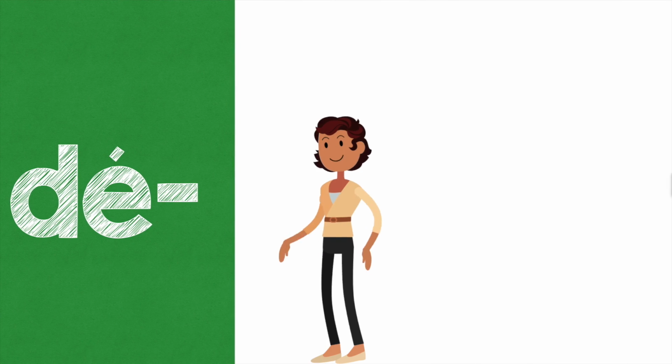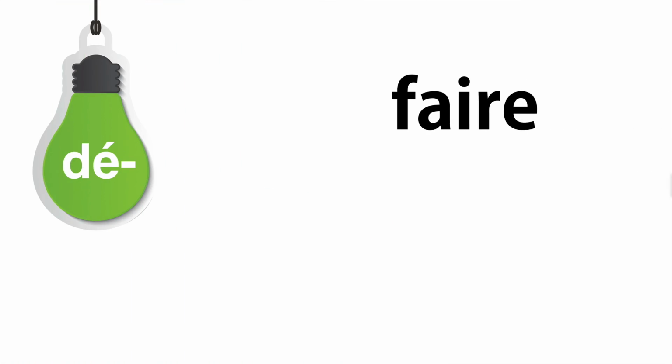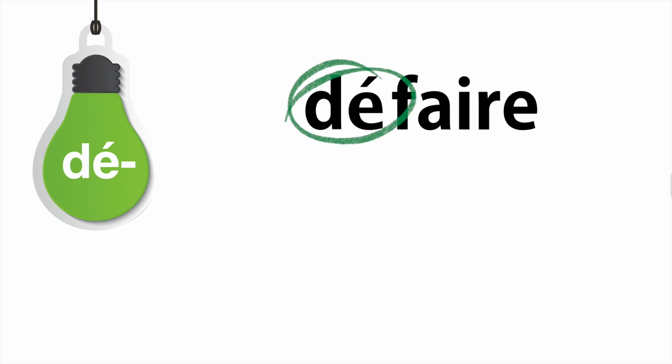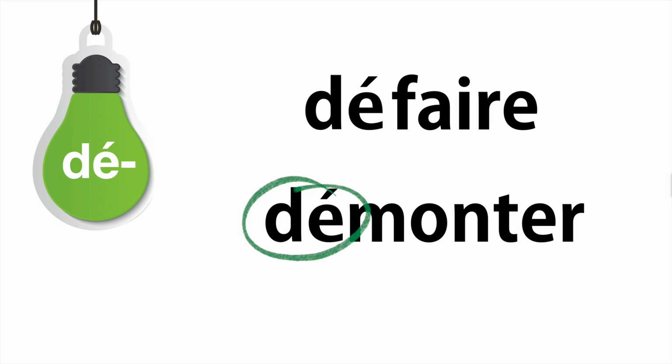Let's see now another one, dé. Again, this prefix gives an opposite meaning to your words. Faire is to do. If you want to undo, in French it is défaire. And it's a new verb, défaire. Je défais, tu défais, il défait. Okay? Monter with the meaning of assemble. If you want to assemble a computer, monter un ordinateur, for example. Now, if you want to disassemble it, you are going to say démonter. Je vais démonter l'ordinateur.